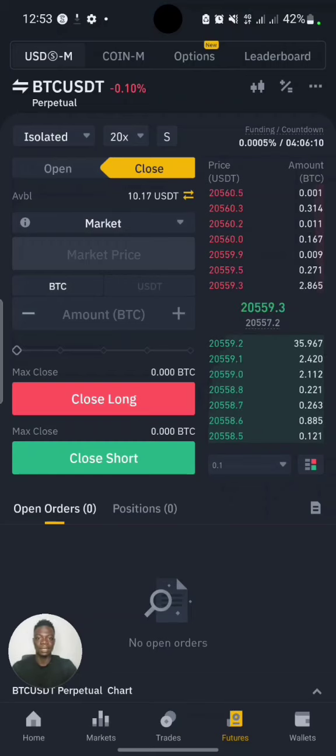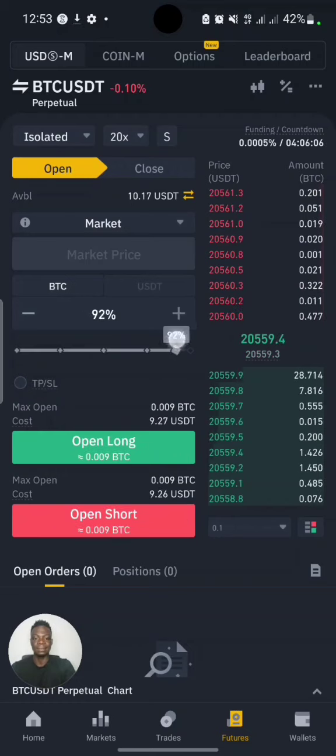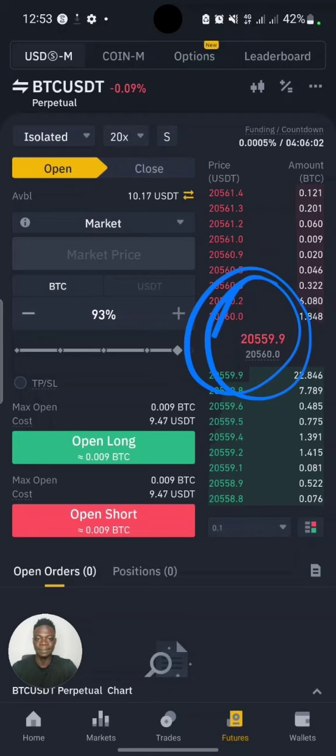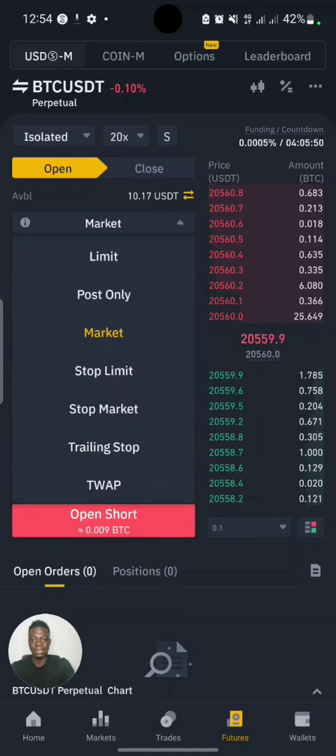Now what is the market order? The market order is, if I click the market order, I'm going to enter at the current market price, and this is the current market price of BTC. So if I click market order and I execute it, that means I'm entering the market right away, right? But the limit order, I can place the time I want to enter the market.